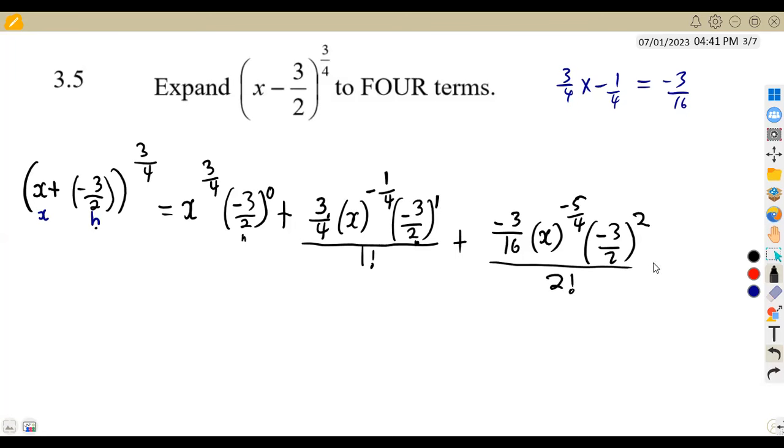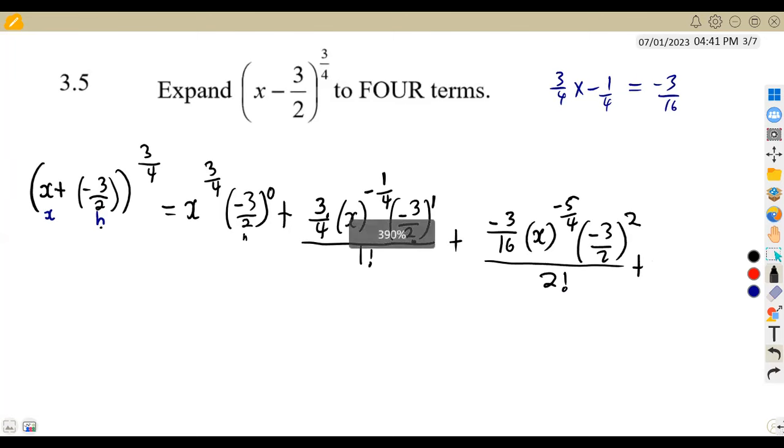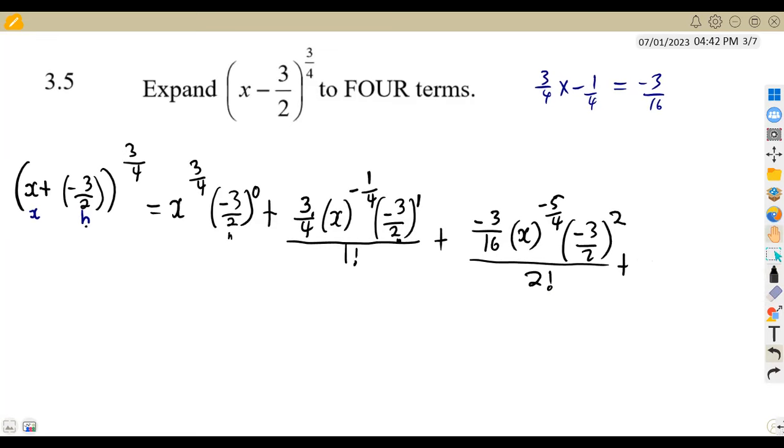1, 2, 3. We need another term here. So that is the same thing. We are going to drop our exponent on x. So x always is dropping the exponent. As long as you're dealing with x, you drop the exponent, then you subtract 1. So we are going to drop this. So now it's negative 3 over 16 times, we drop this exponent to multiply here. So it is going to be negative 5 over 4.